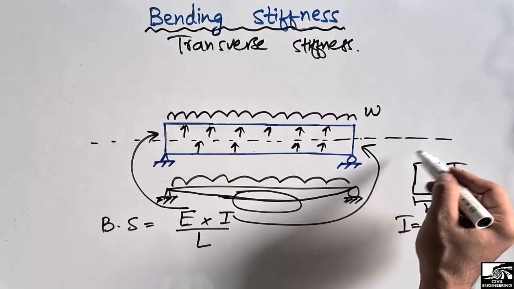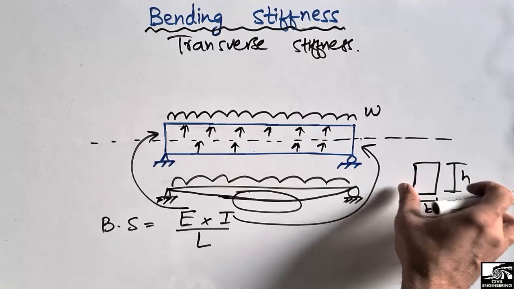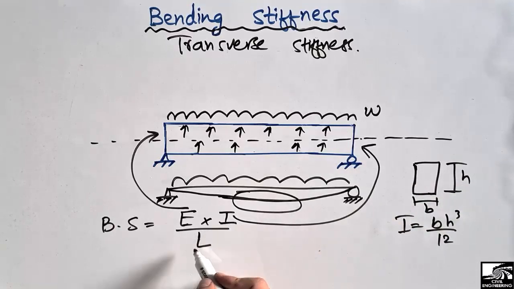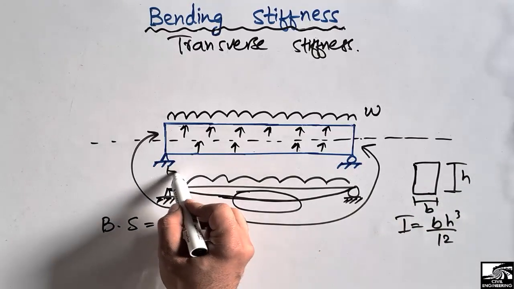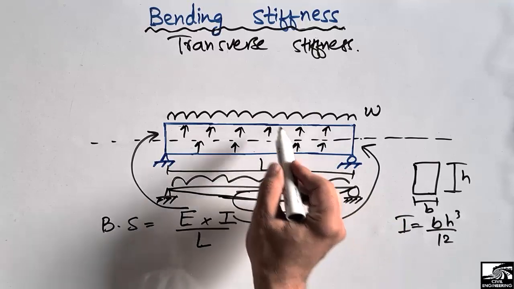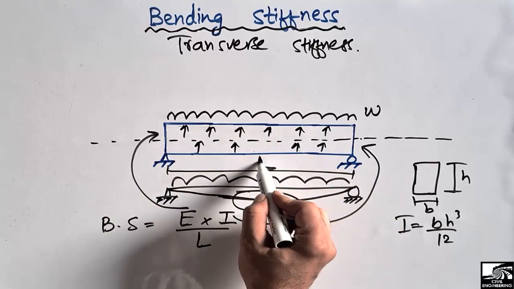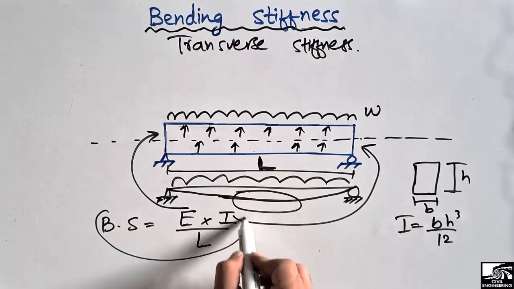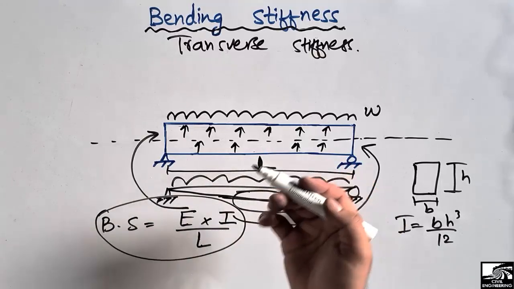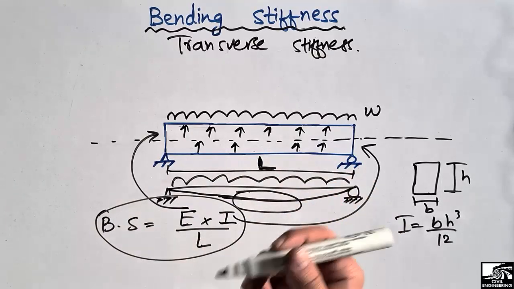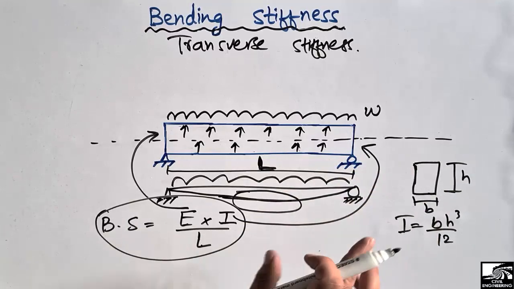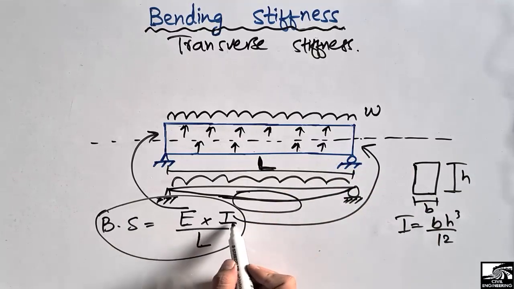So it depends on the section of the beam. If you know the moment of inertia of the beam and L is the length of this beam, if we also know the length of this beam, we can find out the bending stiffness for this beam. And the higher the bending stiffness of the beam, it means the more load it can take. And bending stiffness depends on these three properties.